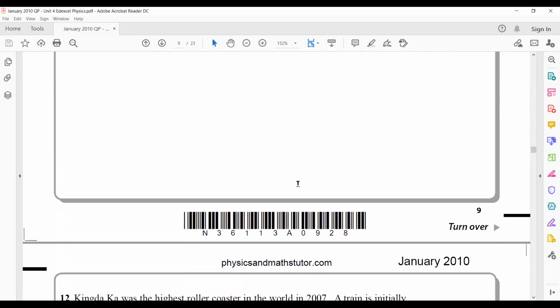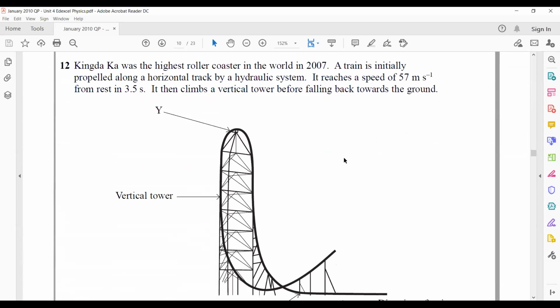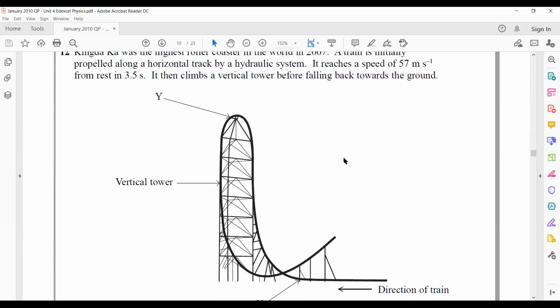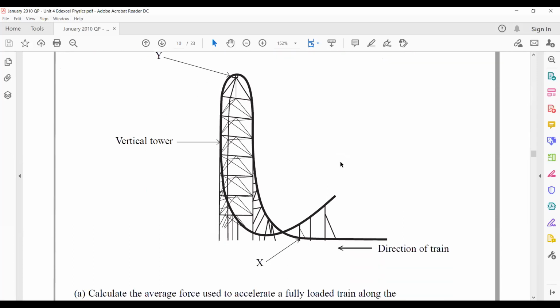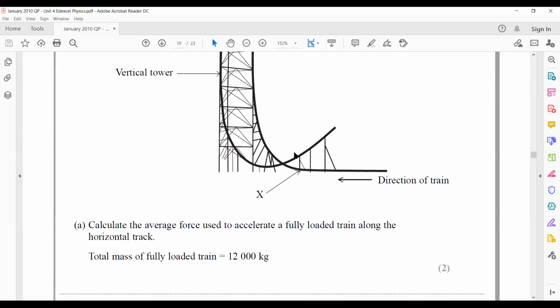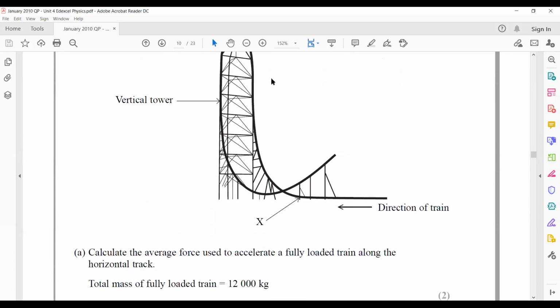This one is January 2010 paper. Kingda Ka was the highest roller coaster in the world in 2007. A train is initially propelled along a horizontal track by a hydraulic system. It reaches a speed of 57 meter per second from rest in 3.5 seconds. It then climbs a vertical tower before falling back towards the ground. So the question: calculate the average force used to accelerate a fully loaded train along a horizontal track. The mass of the train is 12,000.